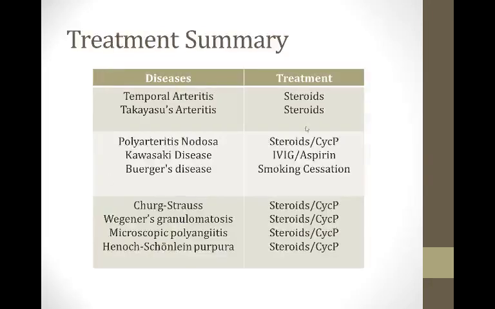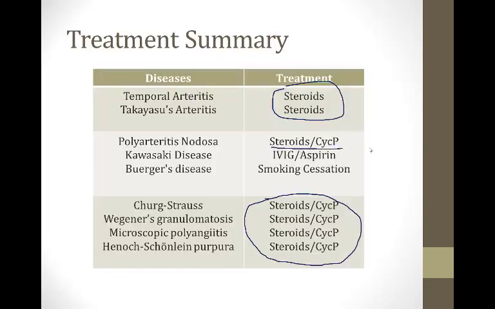Here's a summary slide of all the different treatments. Both of the large vessel vasculitis syndromes are treated with steroids, and all of the small vessel vasculitis syndromes can be treated with steroids and cyclophosphamide. The ones that are hard to remember are the medium vessel vasculitides. Polyarteritis nodosa is treated with steroids and cyclophosphamide. It's very similar to the small vessel vasculitis syndromes. Kawasaki's disease has that unusual treatment of IVIG and aspirin in children, and Berger's disease is treated with smoking cessation.